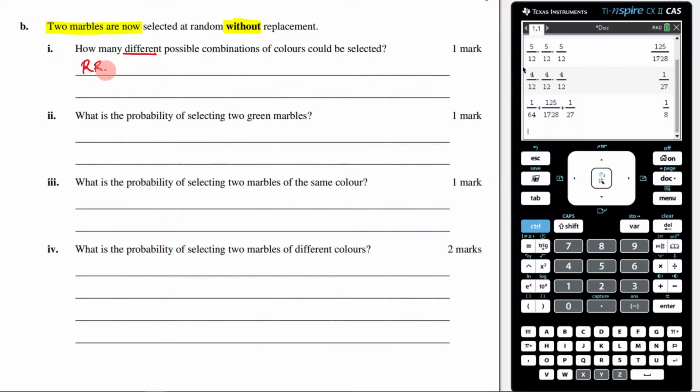You could pull out a red and a red, or a red and a blue, or a red and a green. Or you could pull out a blue and a blue, or a blue and a red, or a blue and a green. Or you could pull out a green and a green, or a green and a blue, or a green and a red. Now, take note that we want different possible combinations here. So that means we don't want any of them repeating.